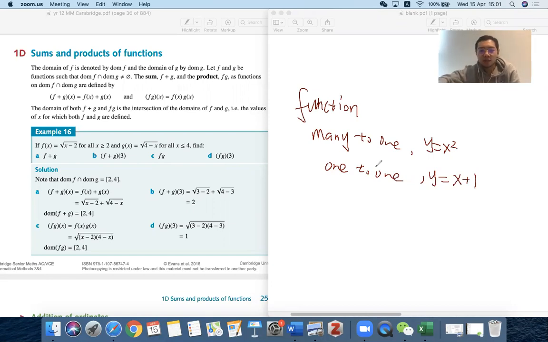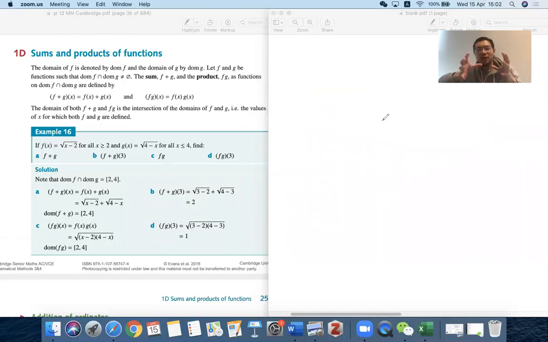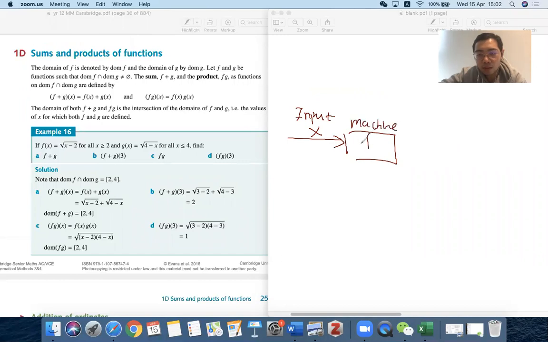And today we're going to cover Math Methods 1D, which is sums and products of functions. For this one, the function is actually like a machine. We give the input, then we process it, and then we get the output. So it's like this: we've got x, which is our input, and we've got our machine, which is our f(x). Then we get our y value, which is our output.